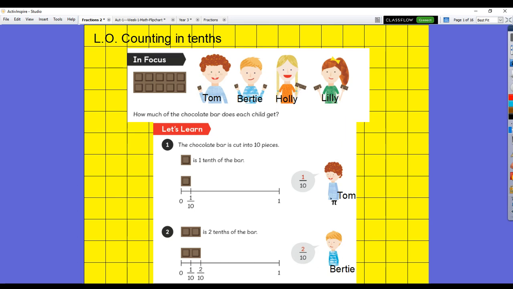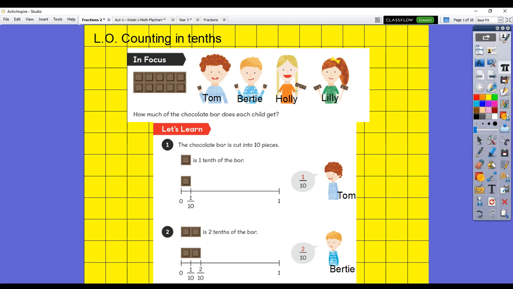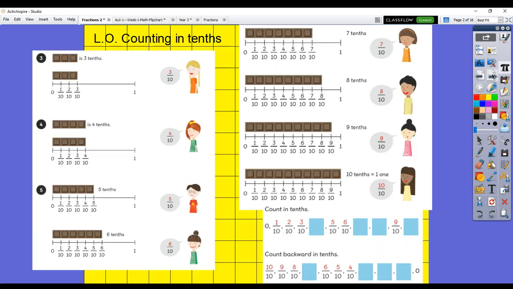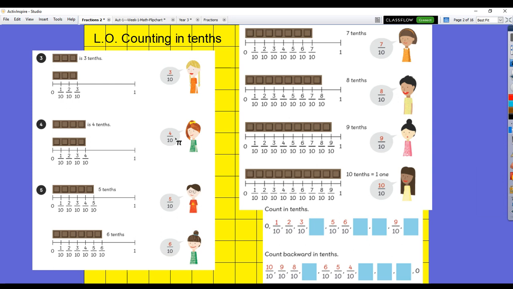So Tom, if he has one bit of chocolate, that's 1/10 of the chocolate bar. 1 cube out of 10. If Bertie had 2 pieces of chocolate, that's 2 out of 10. So we call that 2/10. Then we can count up in tenths. 3/10, 4/10, 5/10, 6/10, 7/10, 8/10, 9/10. And then if we have 10/10, that means we have 1 whole.